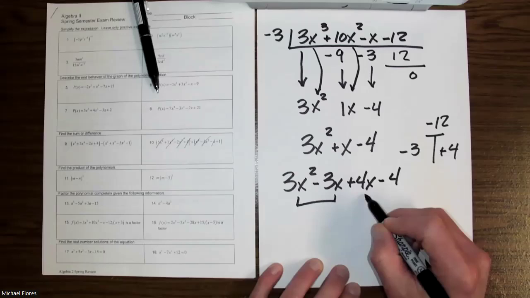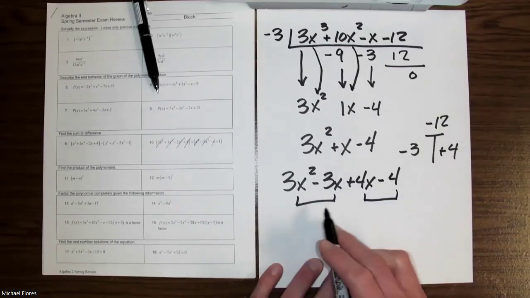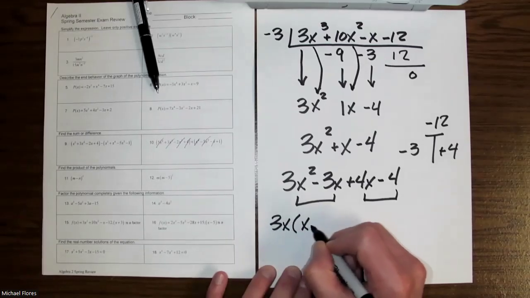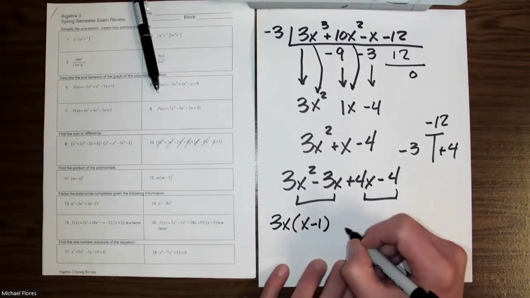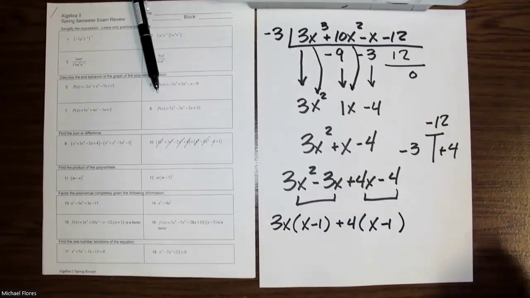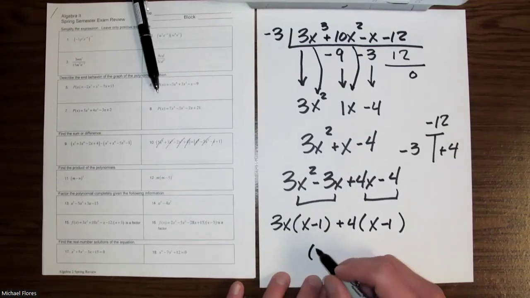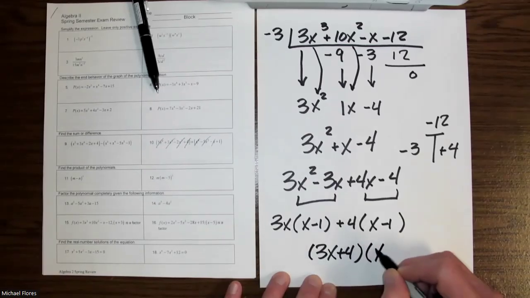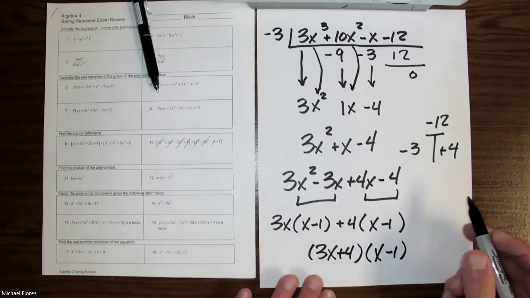Okay, out of group 1 and group 2, let's take a look at group 1 here. We can factor out 3x, leaving you with x minus 1. Group 2 here, you can factor out positive 4, leaving us with x minus 1 again. And now we know what our factors are. 3x plus 4 is one of them, and the other, x minus 1.